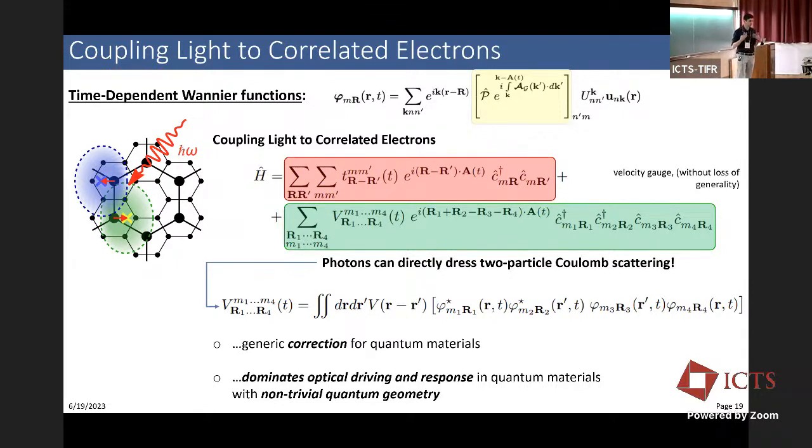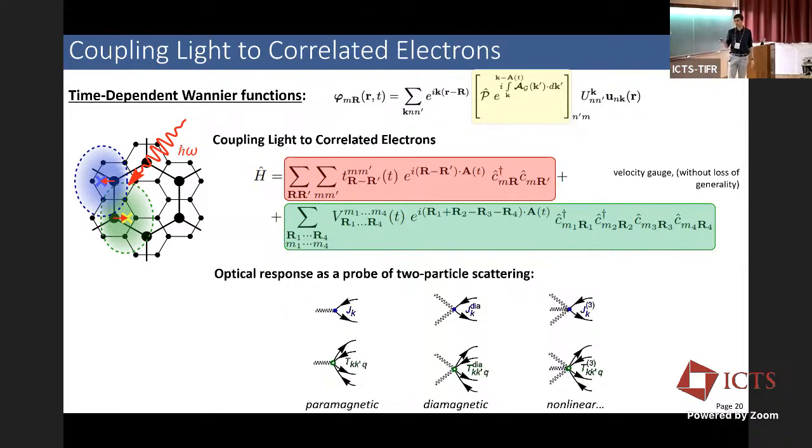So we can write this out, and really, I would argue that this is a generic correction for quantum materials, but it's going to be very, very small in something like a cuprate, where the effective orbitals that compose a single band Hubbard model are really well localized, and essentially atomic in character. But these terms can actually dominate optical driving and responses in systems with non-trivial quantum geometry, prominently certain Moire heterostructures. And diagrammatically, if I think about response properties, this amounts to now having to deal not only with my usual paramagnetic, diamagnetic, and higher order current vertices, but now also with two-particle current vertices that enter at all orders in nonlinear responses.